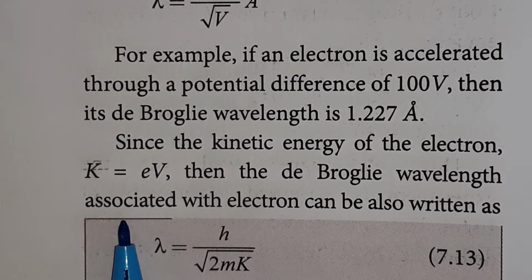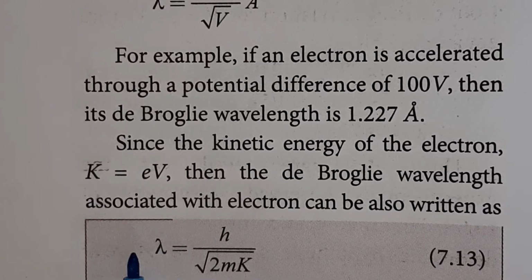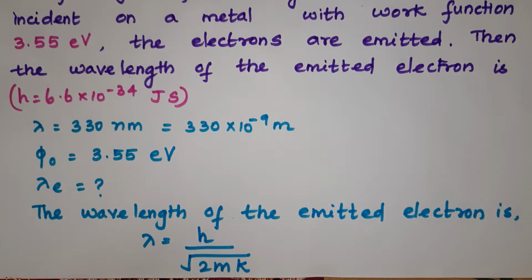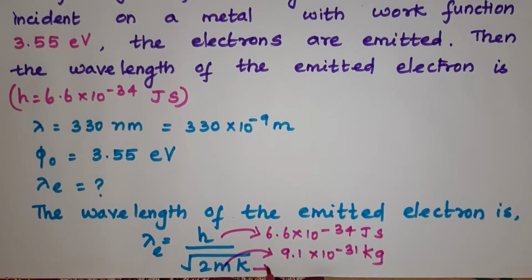The de Broglie wavelength associated with an electron is lambda equal to h divided by square root of 2mK, where m is the mass of the electron and K is the kinetic energy of the electron. So we can write lambda E is equal to h divided by square root of 2mK. h is Planck's constant whose value is 6.6 into 10 power of minus 34 joule second. m, the mass of the electron, is 9.1 into 10 power of minus 31 kg. The kinetic energy is to be found.